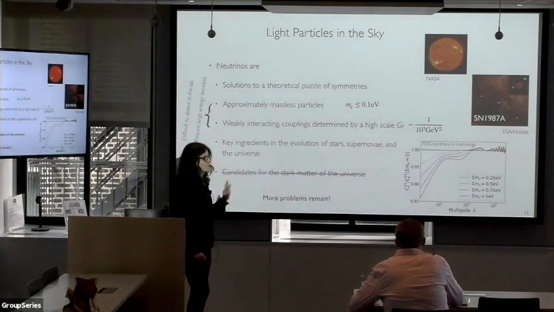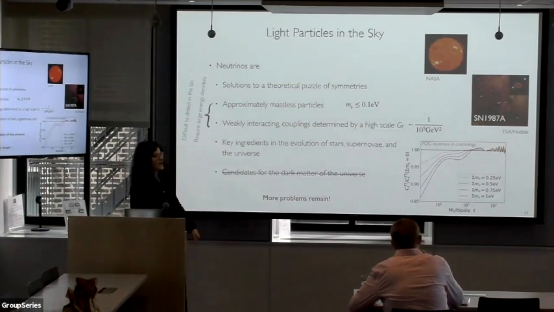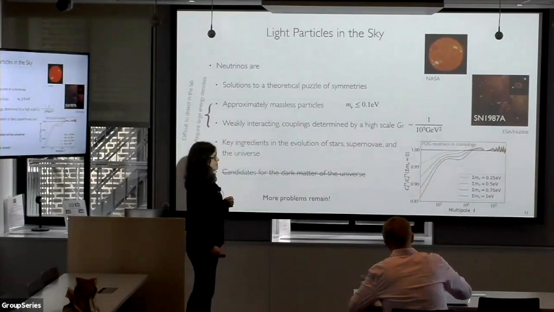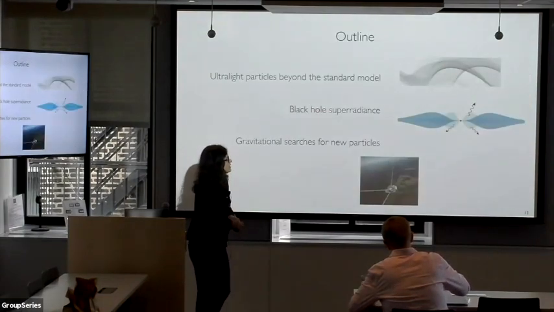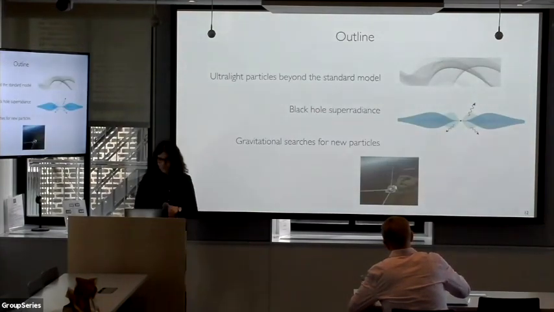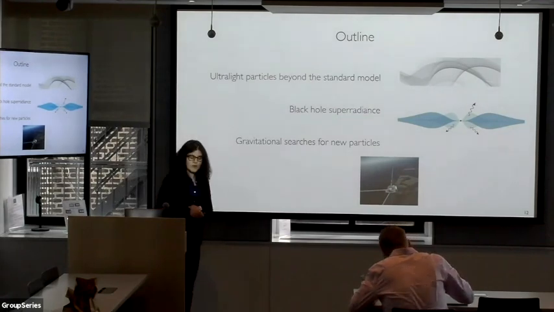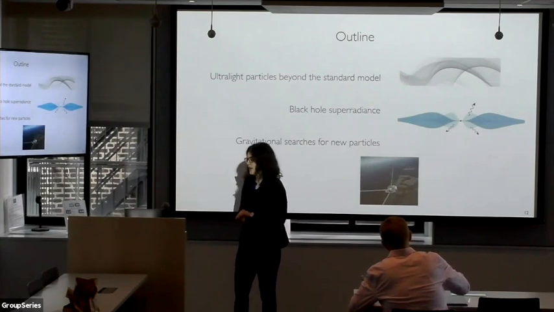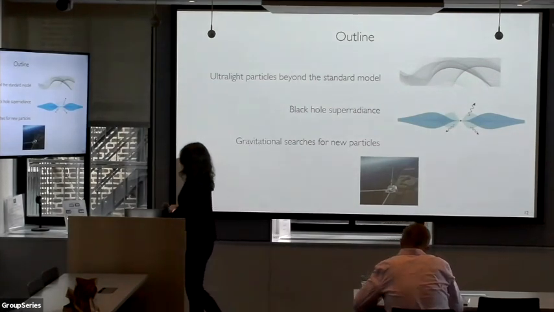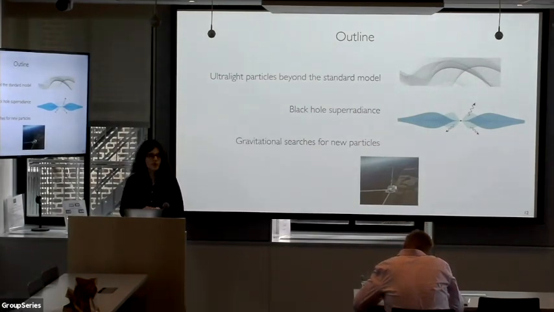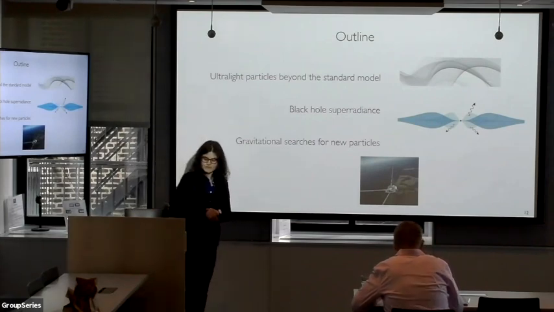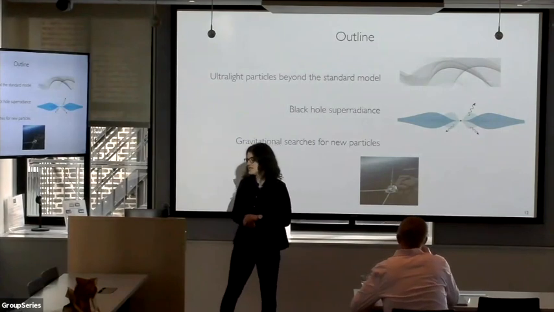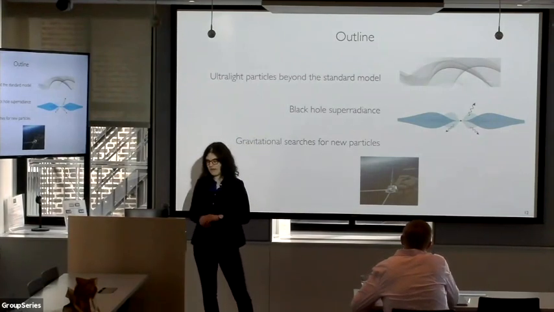In addition to the experimental problem of dark matter, there are also outstanding theoretical issues in particle physics, and that's what I want to focus on for the rest of the talk. I'll spend some time motivating new ultralight particles, even lighter than the neutrino, that are well motivated in theories of particles beyond the standard model. And then I'll discuss how to look for them in astrophysical objects, in black holes and gravitational waves.